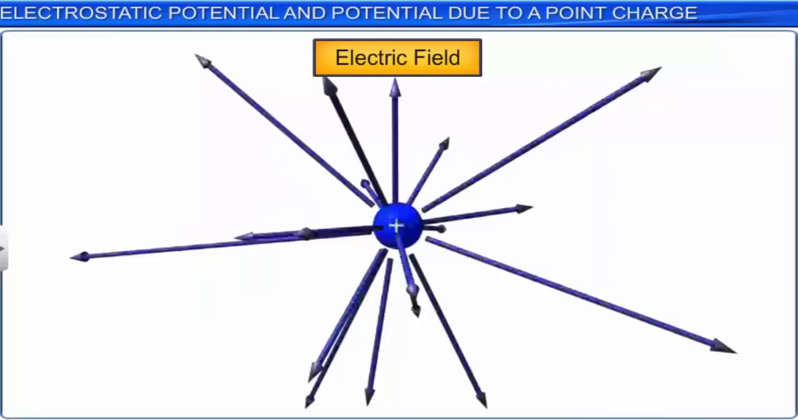We know that the work done by an external force to bring a charge Q0 from infinity to a point in the electric field of any charge distribution is equal to the electrostatic potential energy of the charge Q0 at that point.